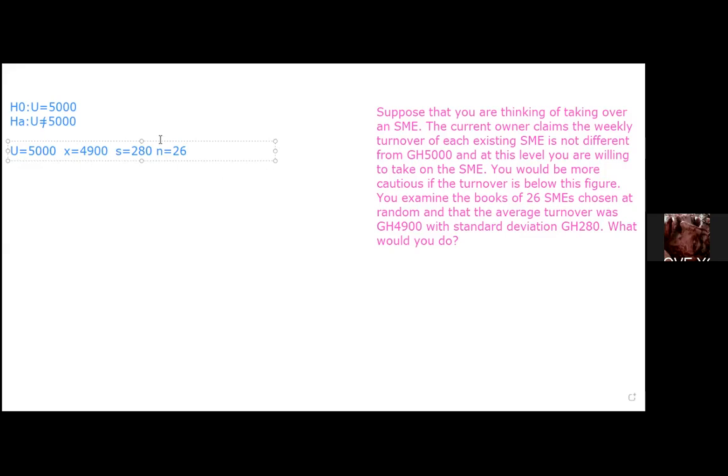Then the question I will now ask is, how do I know which one is my mu and which one is my x bar? Now the mu is called population mean. Okay, the mu is population mean and the x bar is sample mean. How do I know that this is my population mean? And how do I know that this is my sample mean? Who can help us? How did I know that 5,000 is population mean? And this 4,900, how did I know that it is sample mean? Who can help us?